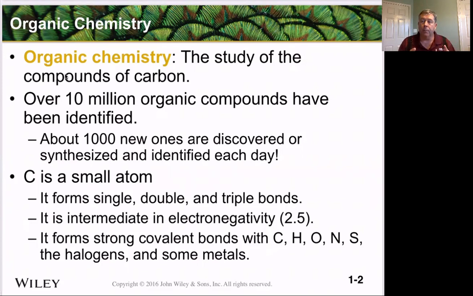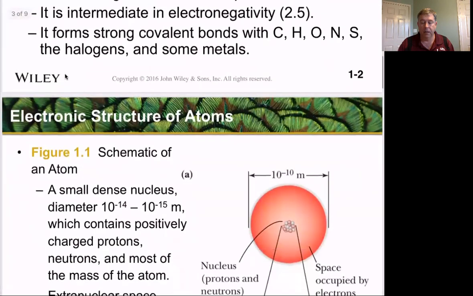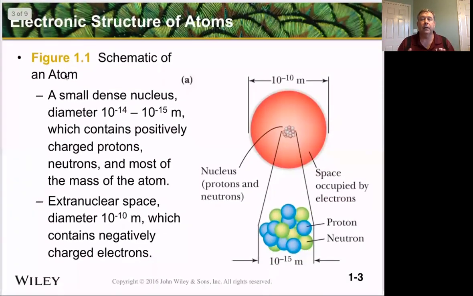The cool thing about carbon is it's a fairly small molecule, but it can make single, double, and triple bonds with various other atoms. It has an intermediate electronegativity, which means it can make nonpolar or polar bonds with those other atoms, and it can make strong covalent bonds between itself, hydrogen, oxygen, nitrogen, sulfur, and halogens, and even some metals.